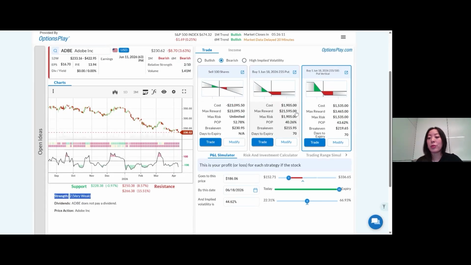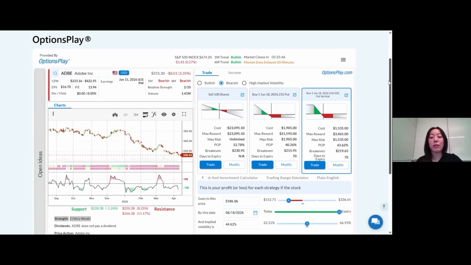If you wanted to expand a little bit more on a certain strategy, you can click on it and see what the estimated cost is to enter this trade, the maximum reward and maximum risk, as well as other factors like the probability of profit. And these are strategies that you can adjust as well using the carousel at the bottom here.